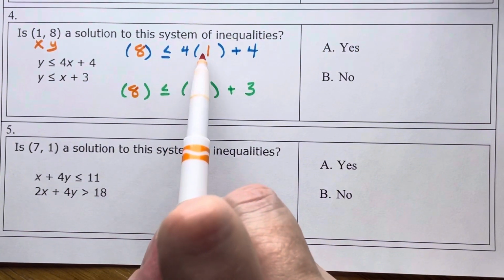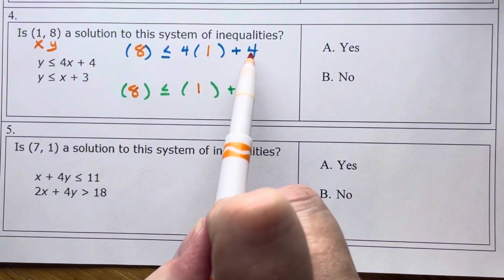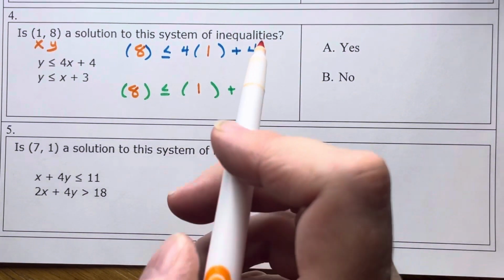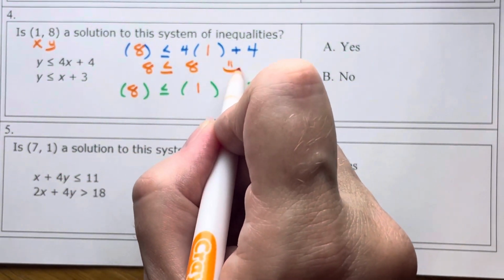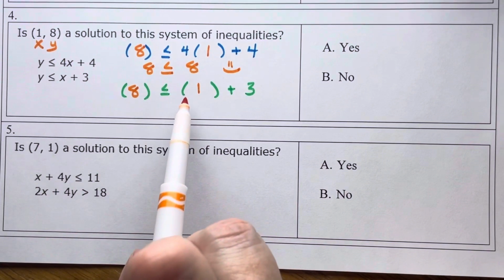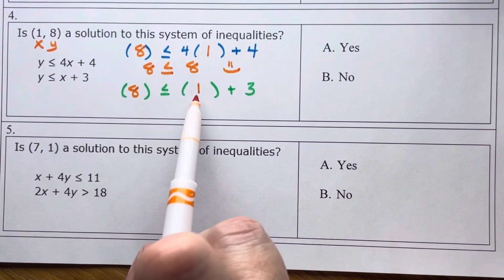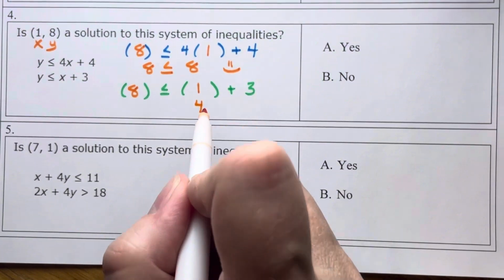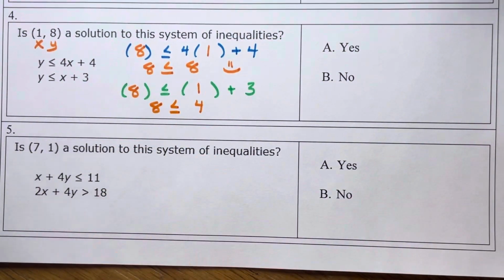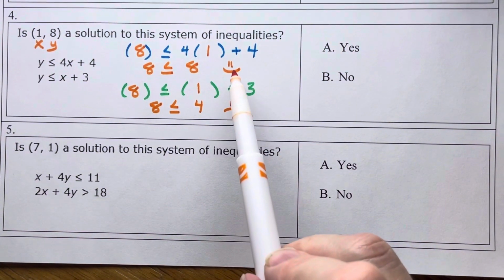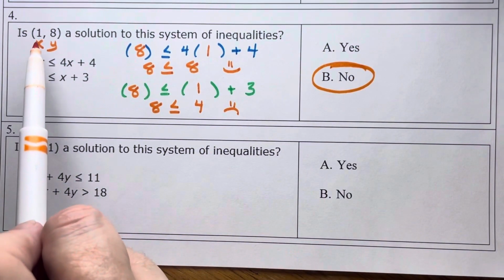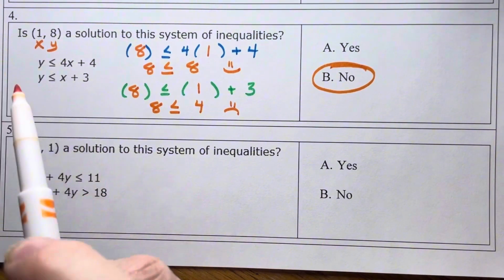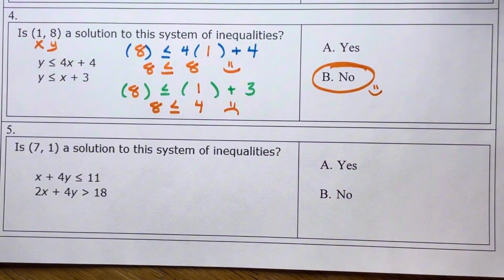So 1 times 4 plus 4. So 4 times 1 is 4 plus 4, which is 8. Is 8 less than or equal to 8? Yes, it is, because it is equal. Good. And then I have on my second inequality 1 plus 3. Well, that's just 4. Is 8 less than or equal to 4? No, not at all. Since we only have one true statement, not both of them being true, the answer is going to be a no. The coordinate point (1, 8) is not a solution to the given system of inequalities.